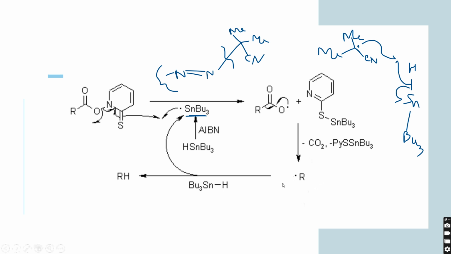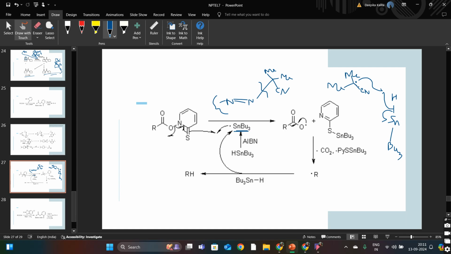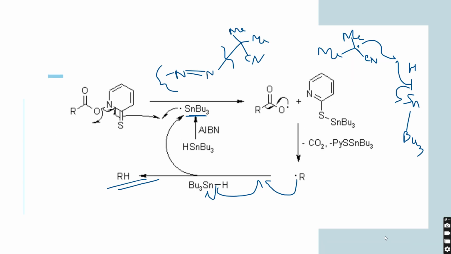And this alkyl radical now can take up a hydrogen from the tributyl tin hydride. It can basically react in the same way as this radical did. You can expect the bond formation in this way, and the tributyl tin radical gets regenerated, which can again continue the propagation of your radical reaction. And in this way, you end up getting your alkane starting from a carboxylic acid. So, this is the mechanism of Barton decarboxylation reaction, which uses tributyl tin hydride reagent.